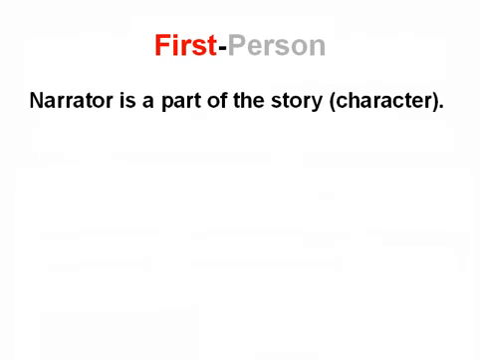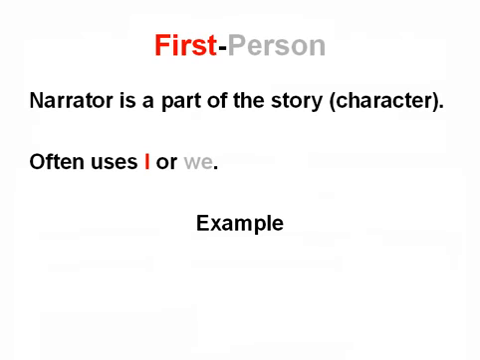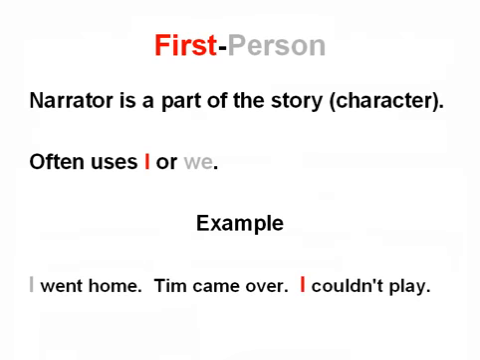First person. In first person perspective, the narrator is part of the story, usually an active character. Often, the narrator will be using I or we, because the narrator is telling his or her own story, firsthand. So I will frequently be used. For example, I went home. Tim came over. I couldn't play. Notice that the narrator is telling his own story, I's story. This makes it first person.